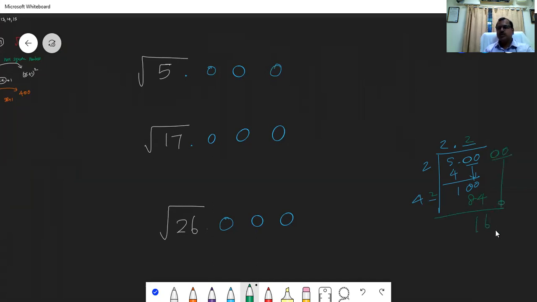When you take 2 zeros, it becomes 1600. Now you have to multiply 22 into 2, which is 44. Here and here you have to put the same numbers. Let's try with 1 and 1: 1 into 441 is too low. From 1600, we can try 2 and 2: 2 into 442 is 884, that also is too low from 1600. Now we can try with 3.